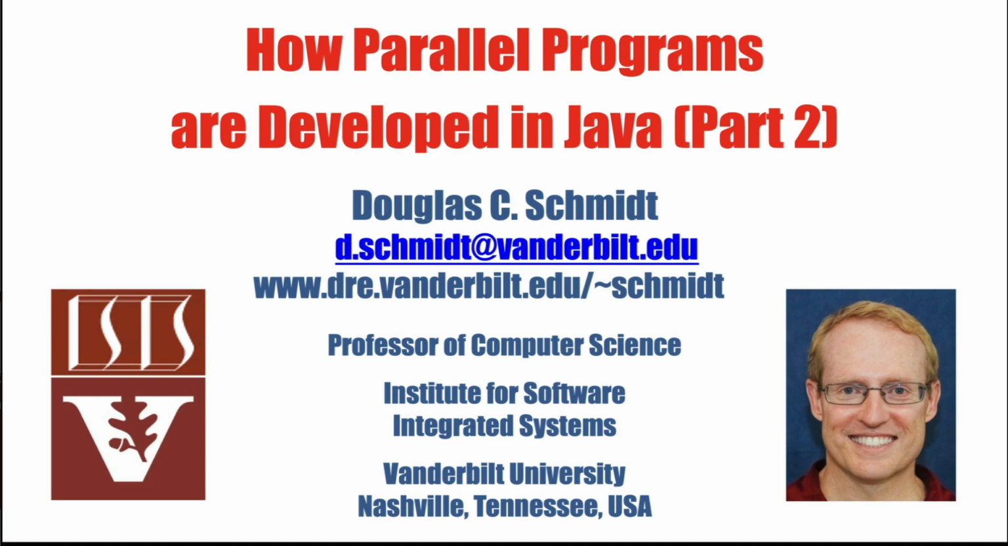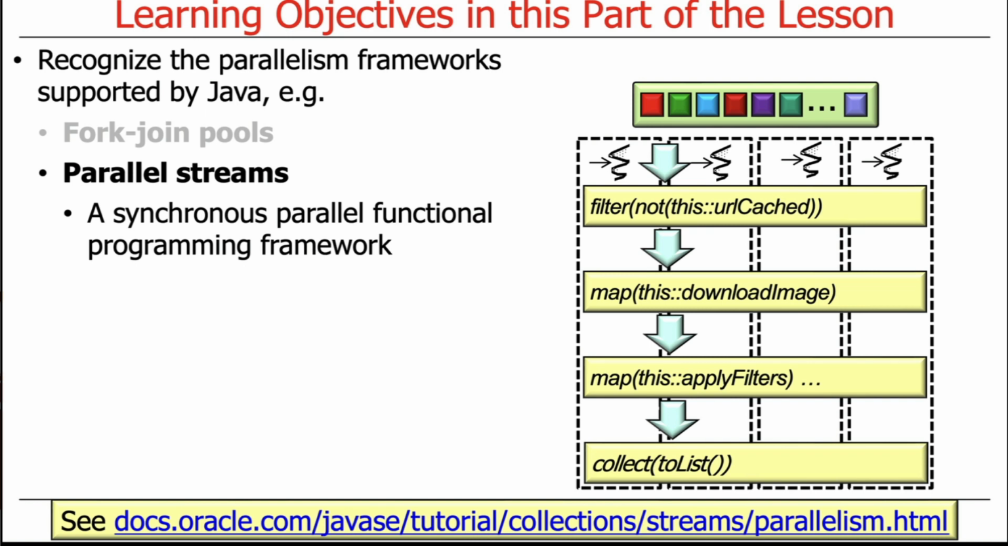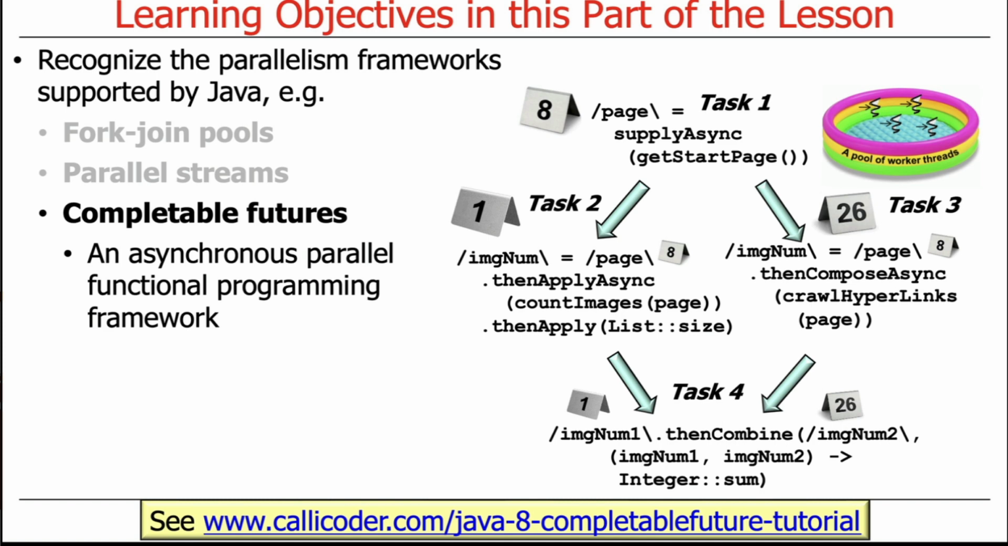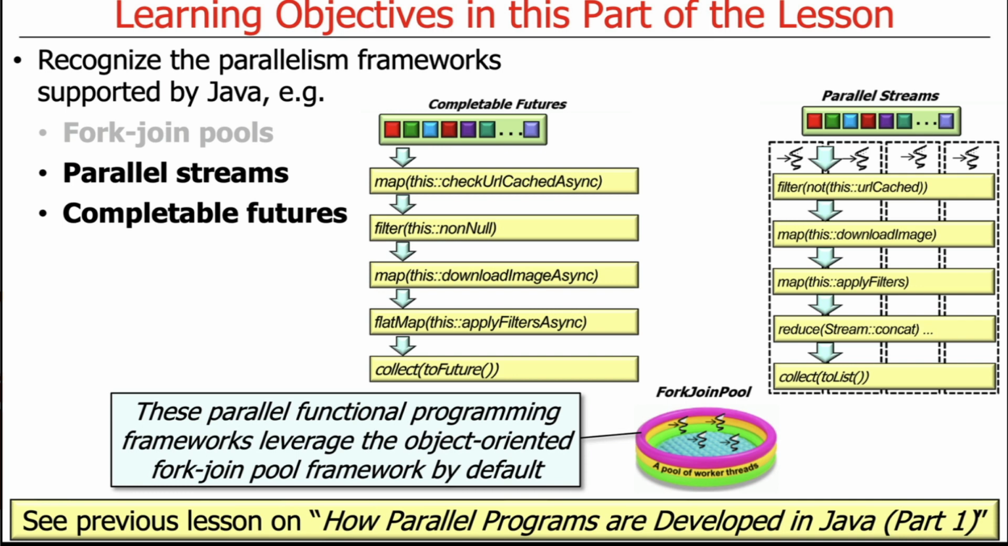So we're now going to talk about how parallel programs are developed in Java using modern Java, so-called modern Java features. In particular, we're going to talk about something called parallel streams, which is a synchronous parallel functional programming framework. And we're going to talk about completable futures, which are an asynchronous parallel functional programming framework. So those are the two different variants. And this came out with Java 8.